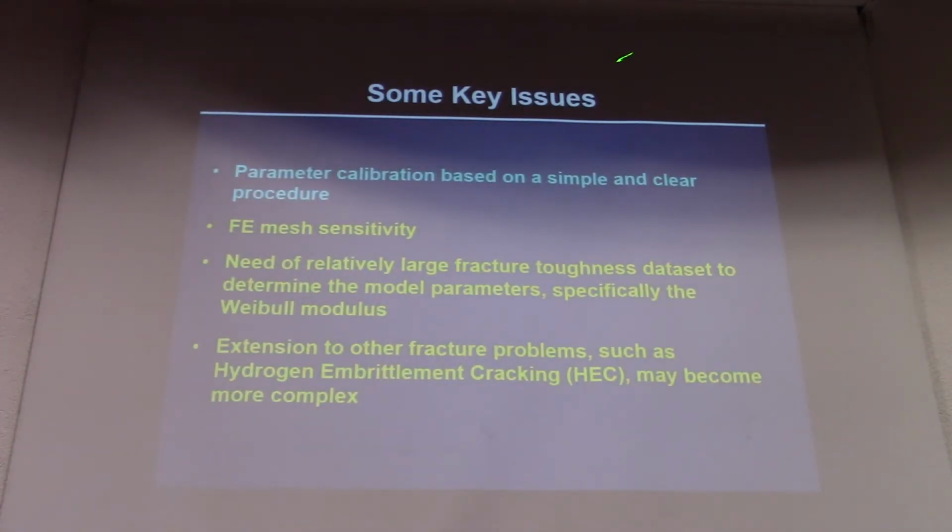Okay, some key issues of the Beremin model, and all Weibull stress type models, is the strong sensitivity to the mesh size and mesh details. We need a large data set of fracture toughness, so parameter calibration is not simple. Also, extension to other fracture problems, particularly what we are interested in now, is hydrogen embrittlement cracking through this model. Okay?